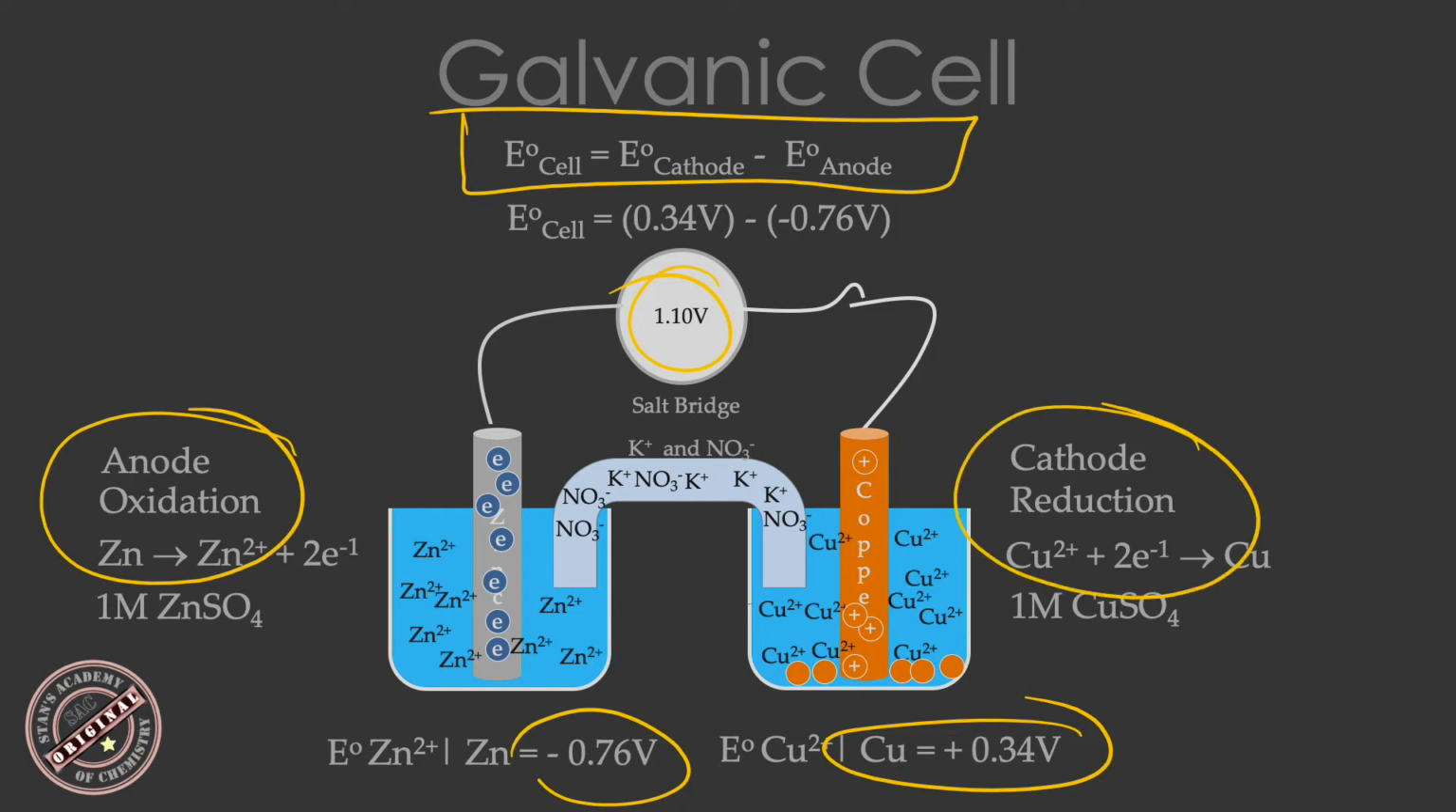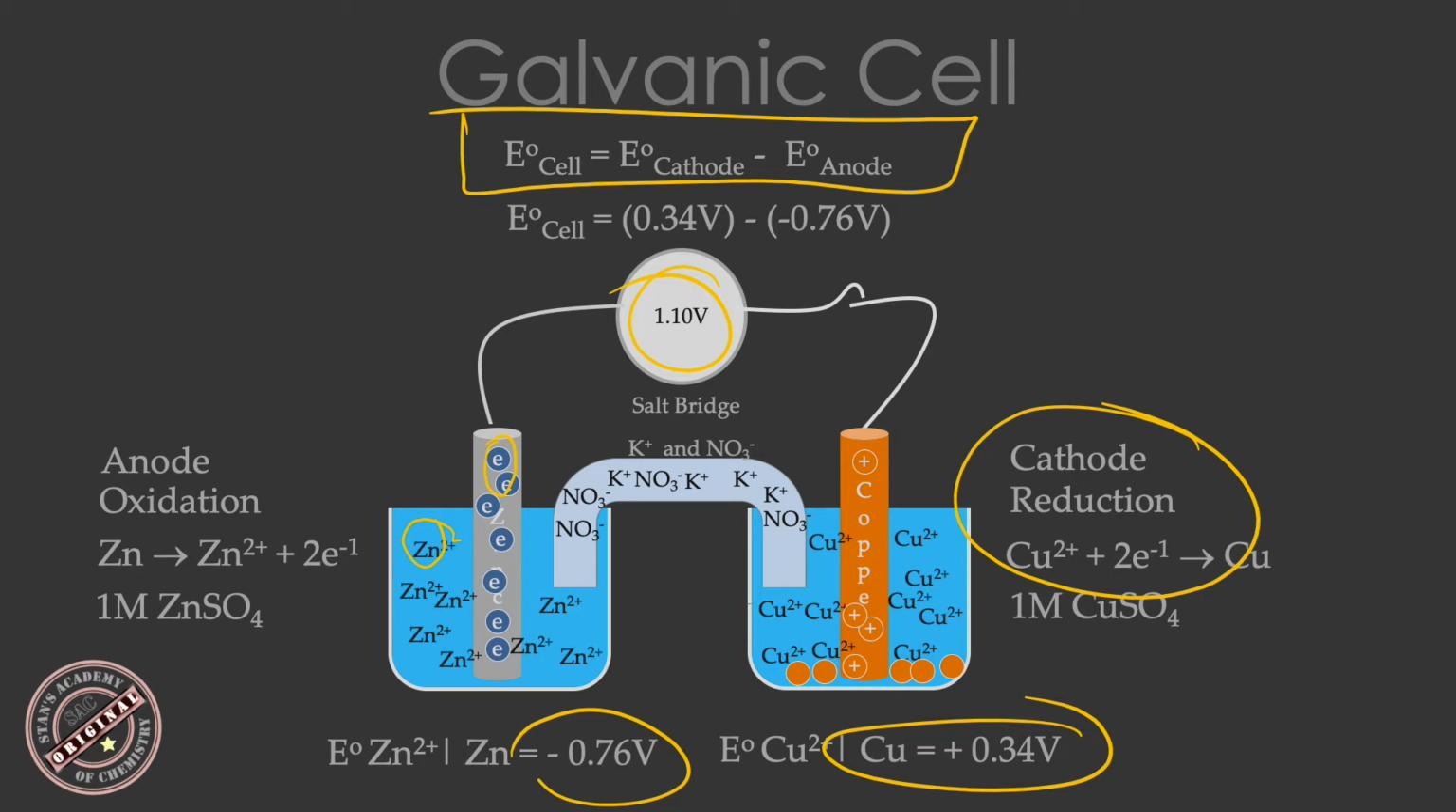Since the reaction at the anode is oxidation, we can write the reaction as Zn changing to Zn2+ plus 2 electrons. What we see happening in the left compartment, or the anodic compartment, is the metallic zinc dissolves, changes into Zn2+, and it produces electrons.